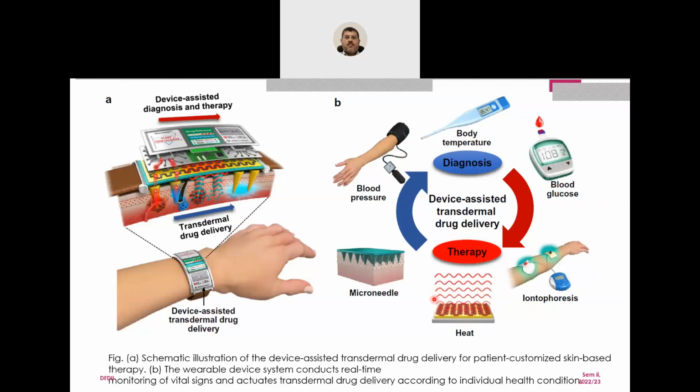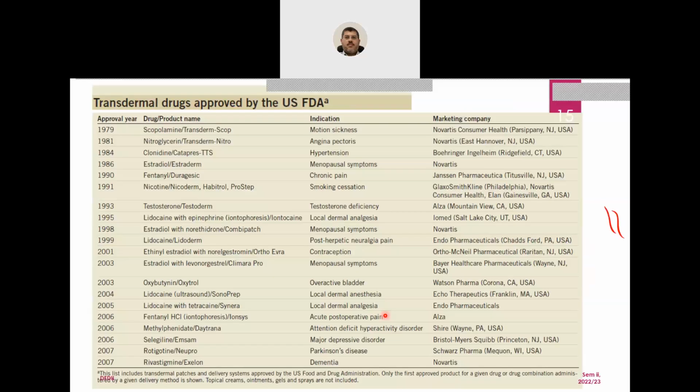It can use some methods to improve drug delivery into the skin, like microneedles or iontophoresis. Okay, these are all physical means. It's not a chemical means. So they use physical means for controlling drug delivery.